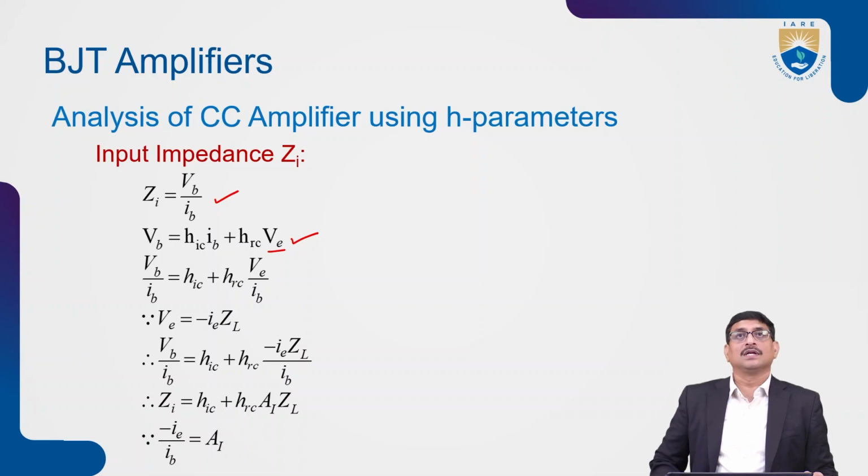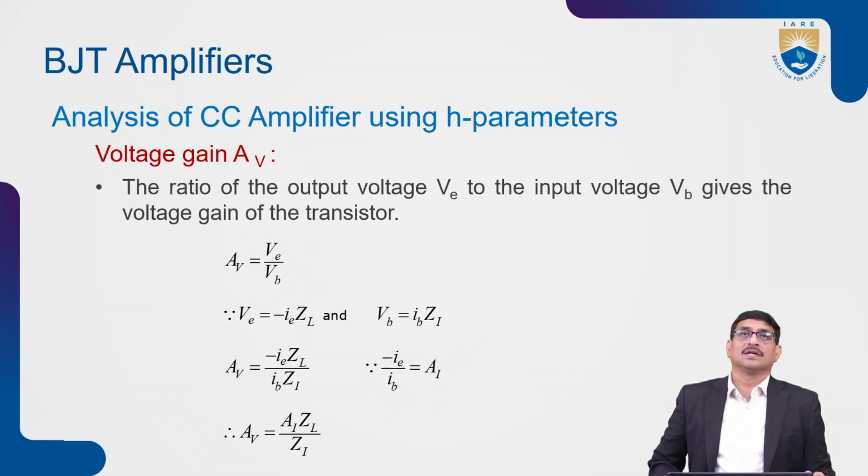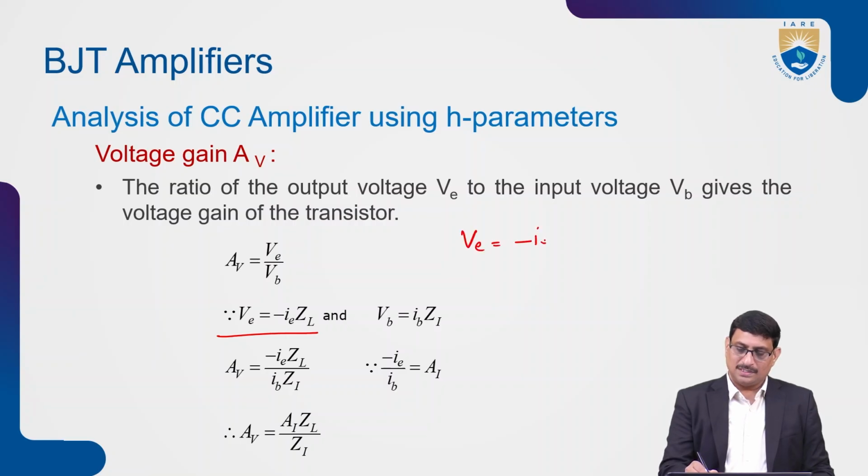Now we'll move on to the next analysis parameter, the voltage gain. Voltage gain is defined as the ratio of output voltage to input voltage. Here the output voltage is VE and the input voltage is VB. VE we can write as minus IE into ZL, right? And minus IE I can write as AI into IB, so VE equals AI into IB into ZL.